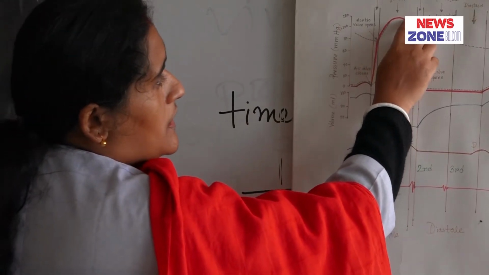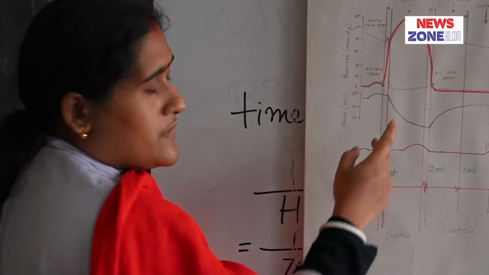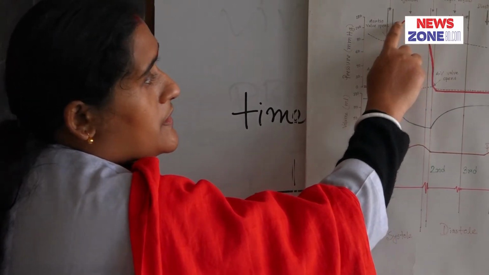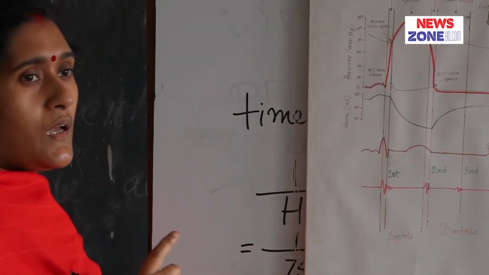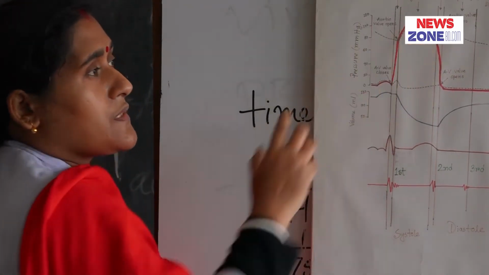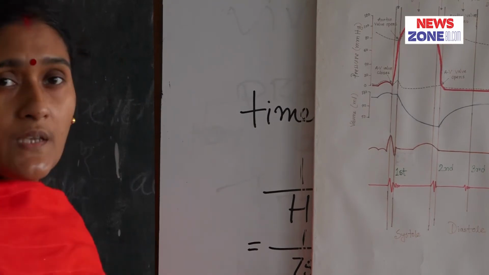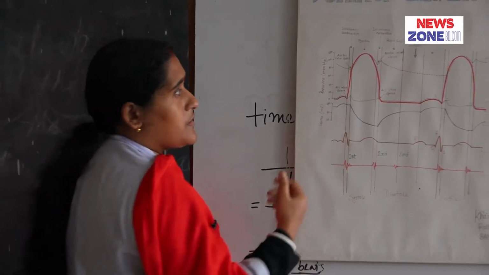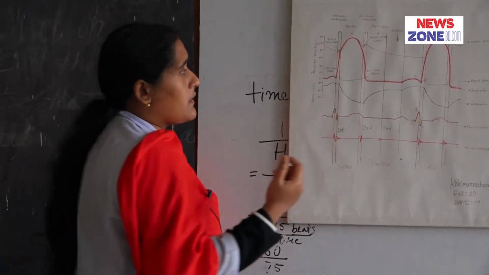This is the ejection period. There are two phases in the ejection period: this is the rapid ejection phase, and this is the slow ejection phase. The rapid ejection phase is one-third of the total period of the ejection, and during this phase the ventricle contracts and about 70% of blood is pumped out by the ventricle into the aorta or pulmonary artery.